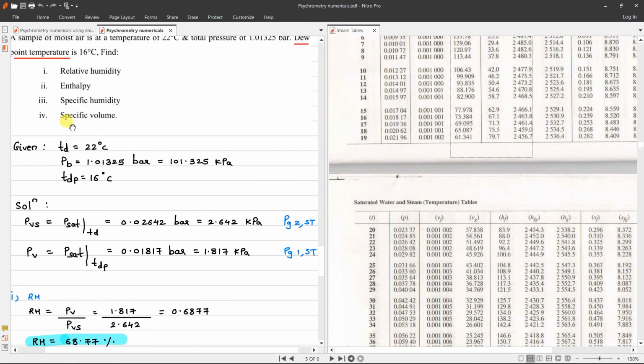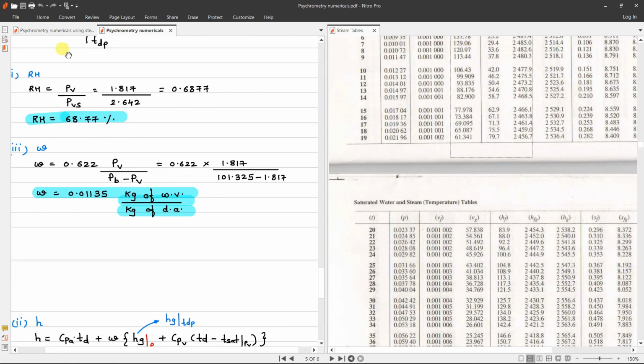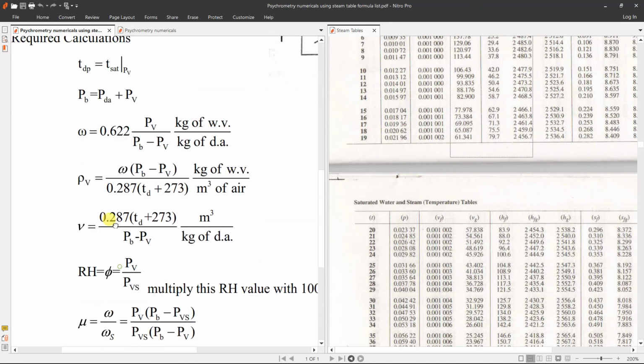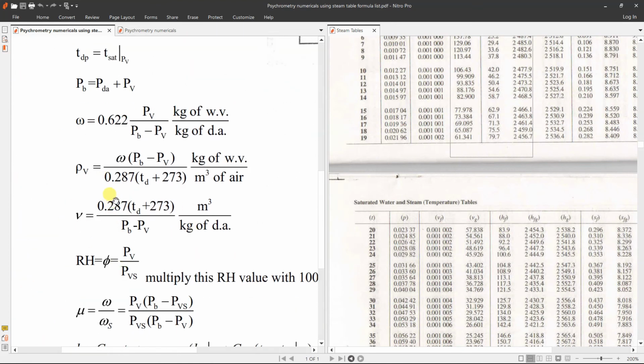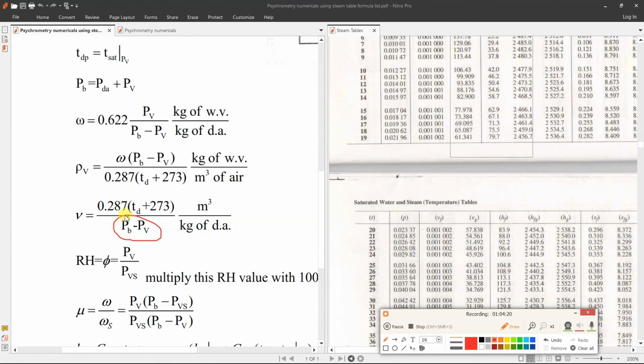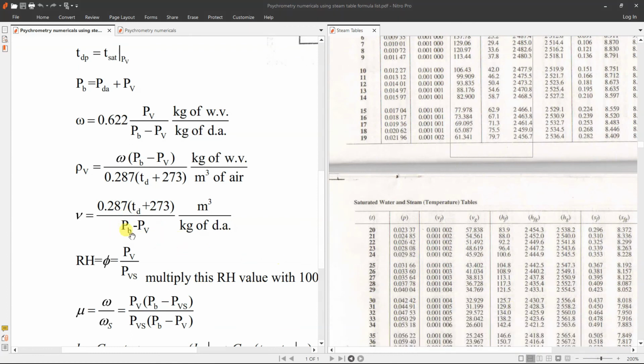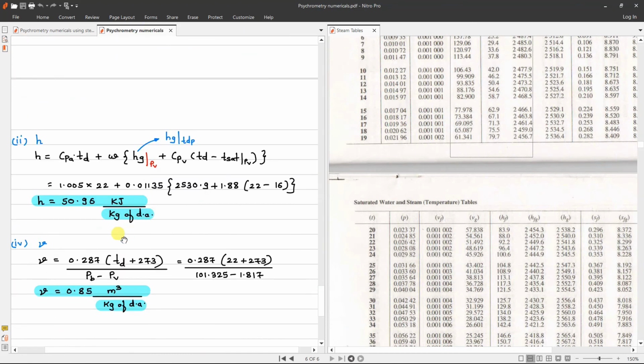Then what is the next question? Specific volume. Specific volume equation is given. We have derived the equation. This is the equation. Remember that this equation, substitute PB and PV in kilopascal. Okay, so specific volume is 0.287 in bracket, TD is 22 plus 273 divided by PB 101.325 kilopascal minus PV in kilopascal 1.817. So we will get specific volume which is equal to 0.85 meter cube per kg of dry air.